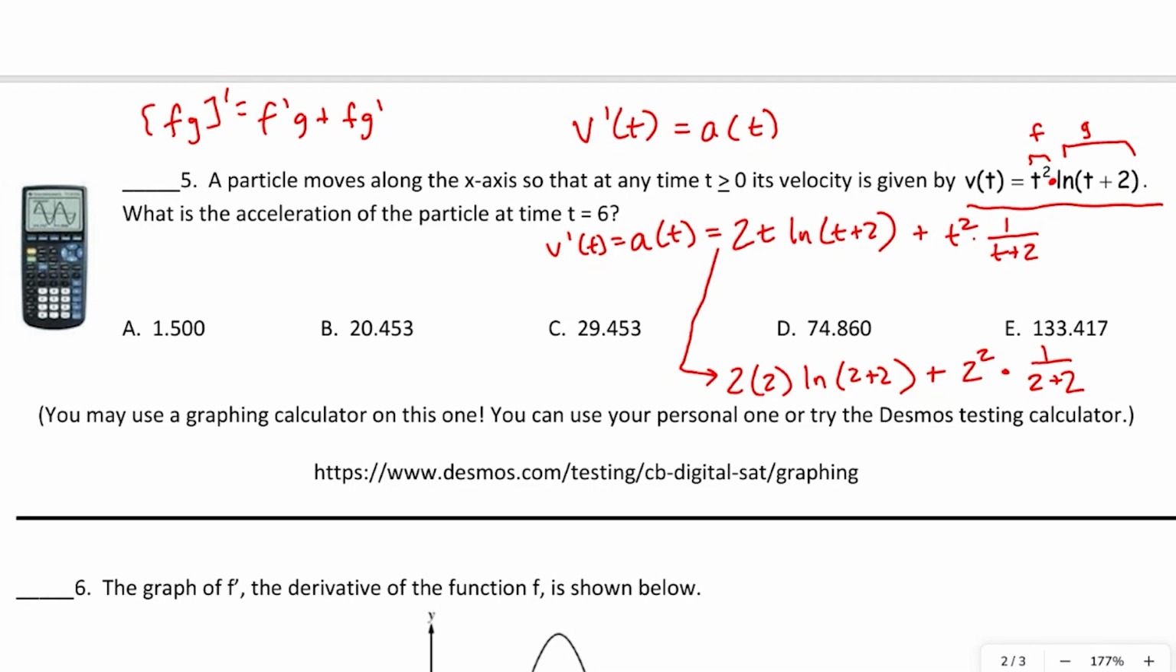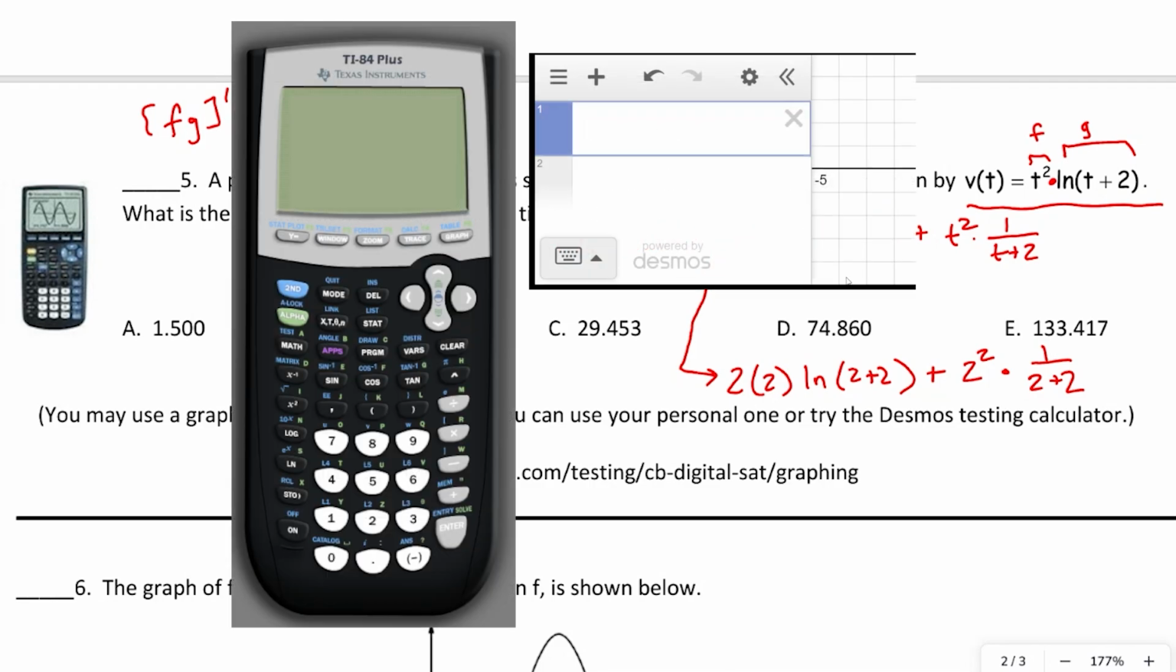I might find a way to embed the calculator here, I might work that out in post, after I finish recording this video. But at least while I'm recording this video, I just have my calculator out to the side.